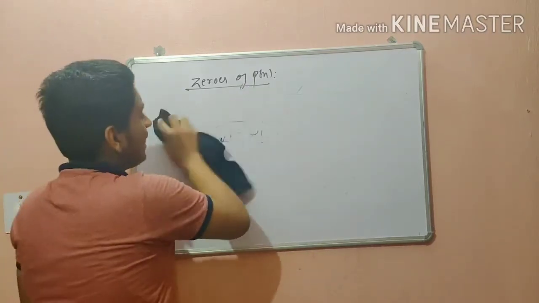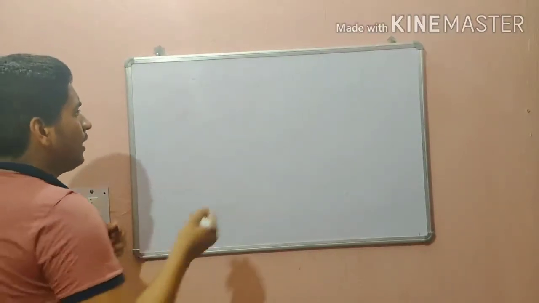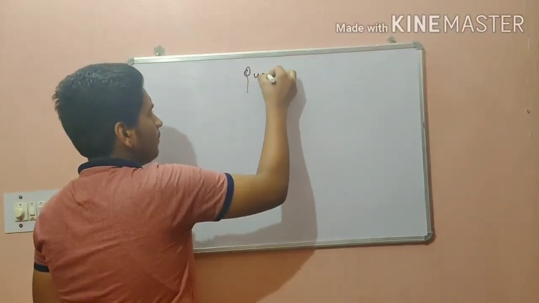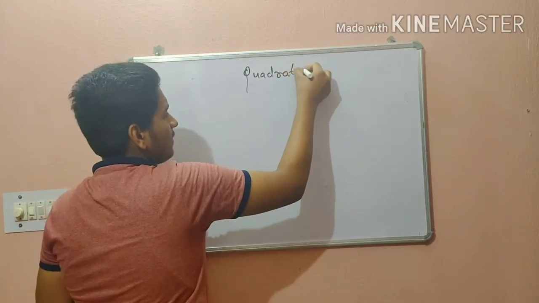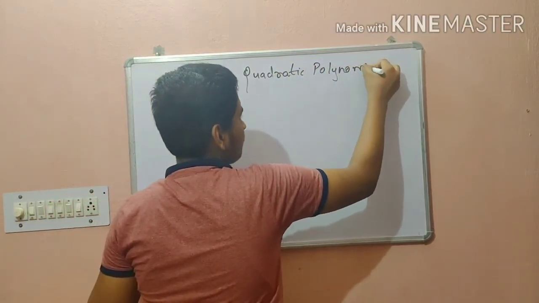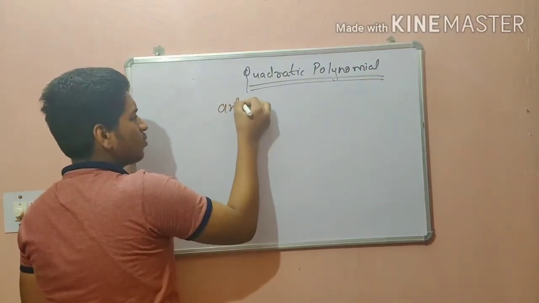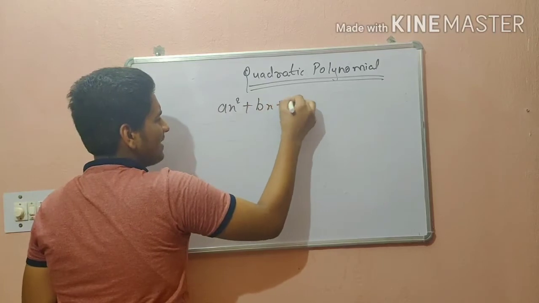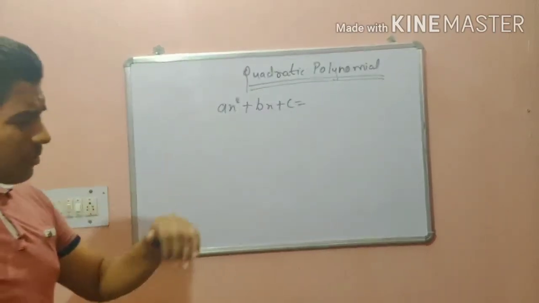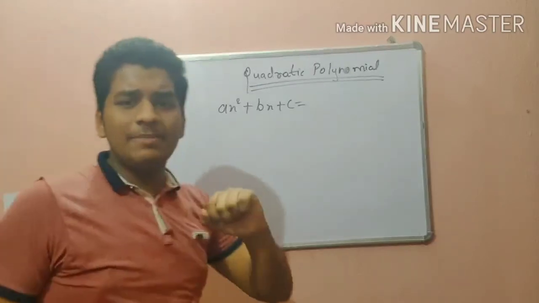Now let us see about the quadratic polynomial, because in this chapter we are going to read only about quadratic polynomials. A quadratic polynomial, as we discussed, is a polynomial with highest degree 2. So the formula for a quadratic polynomial is ax square plus bx plus c. Students usually get confused about why we write ax square plus bx plus c.